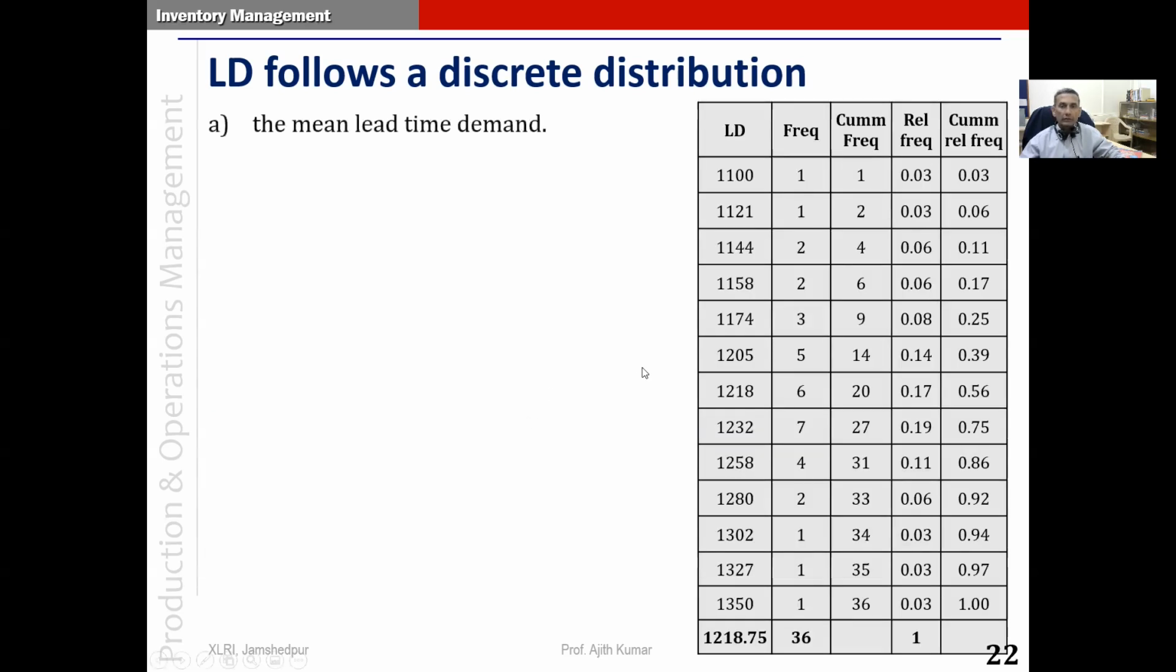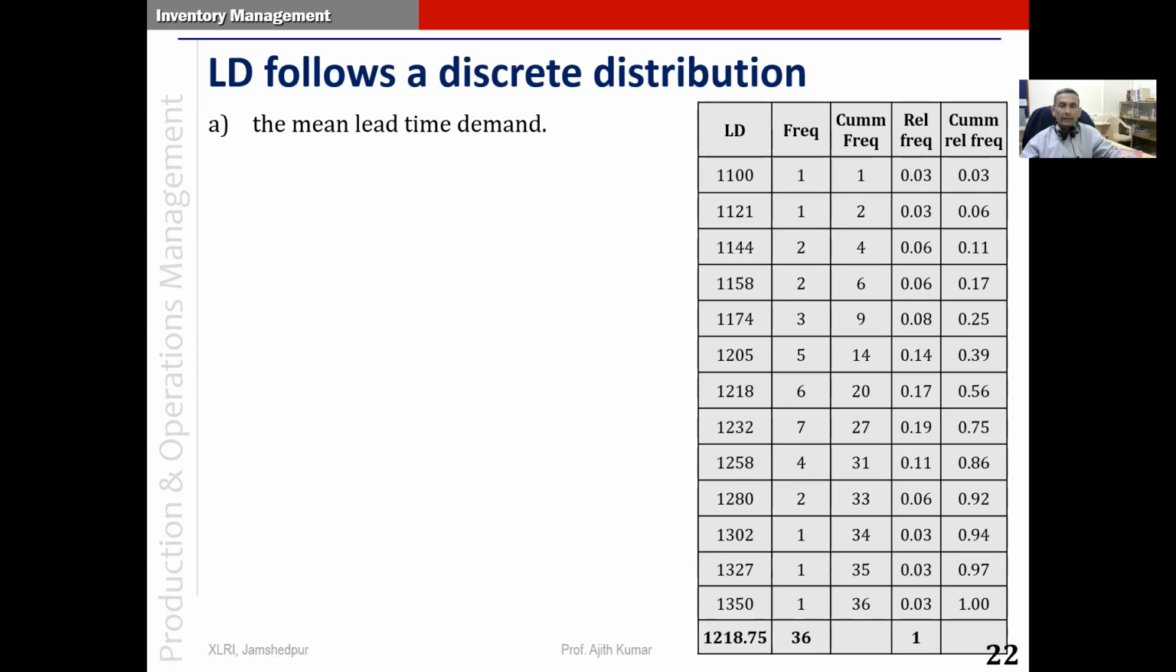The first thing to do is to expand the given frequency distribution table by adding 3 columns. In the first column, we calculate the cumulative frequencies. In the second column, the relative frequencies. And in the last column, we write the cumulative relative frequencies. Okay, now let's look at the question of mean lead time demand.